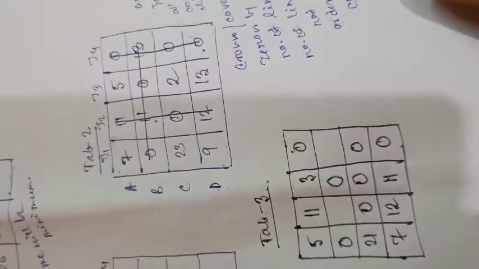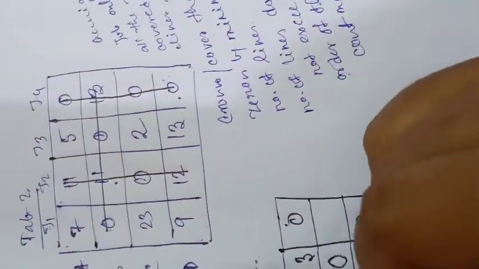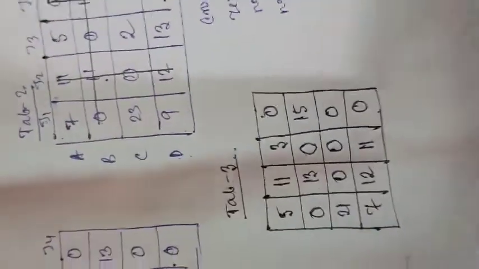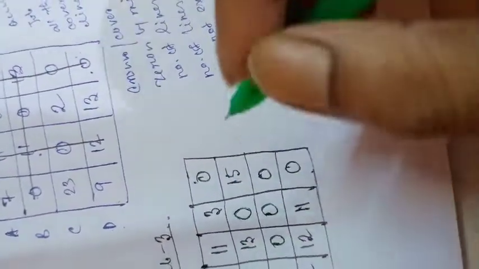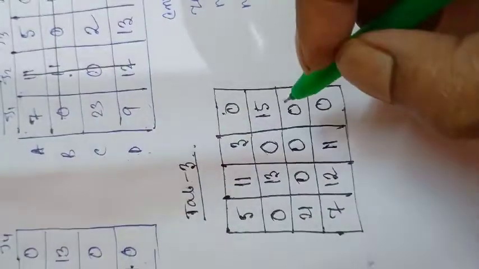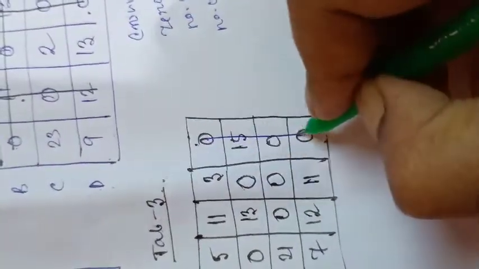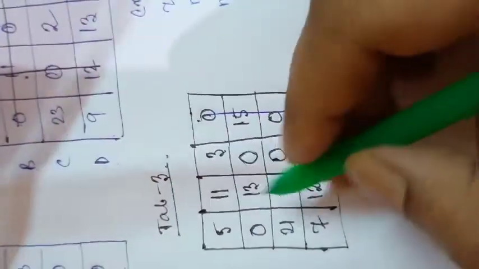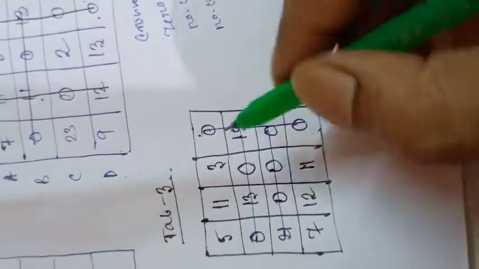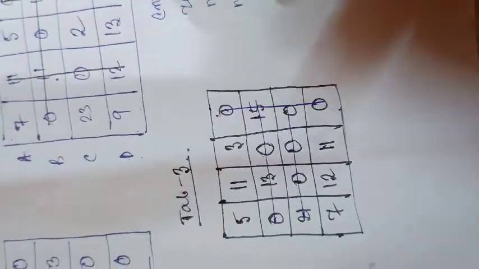So here we will not subtract the element, here we will add the element. So it will be 13 and it will be 15. So now here again we will try to construct, try to cover up all the zeros by the minimum number of lines. So see here, this horizontal line, this horizontal line. So now here also the minimum number of lines is 3.